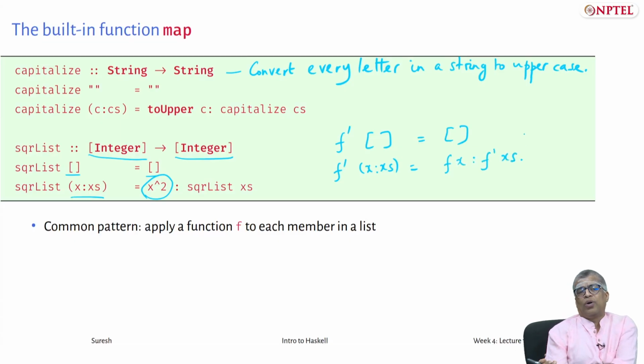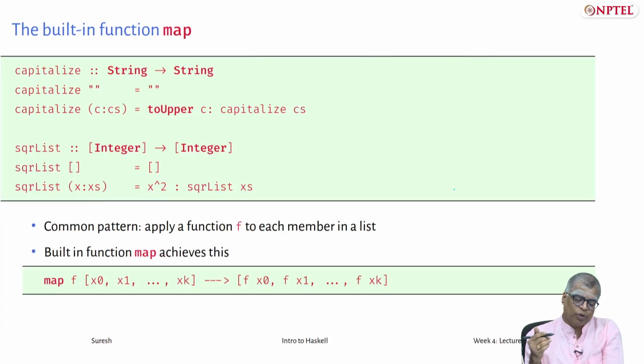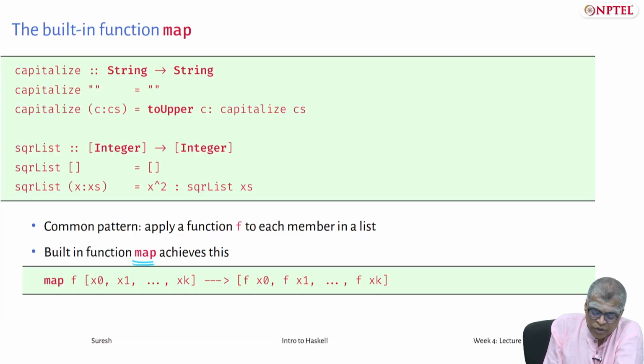given an f, I want to find a primed version f prime. F prime will apply f to every element in the list. Okay, so we can think of it like that. But rather than take each f and then prime it, there is a much better way of doing it, which is to use a higher order function. This higher order function is called map. It's a very important function.